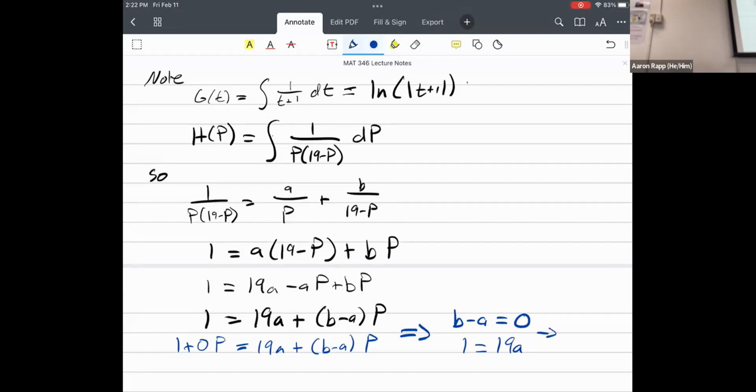So I get that little system of equations. That first one then tells me that b and a have to be the same thing. And if I want to subtract one from the other and it goes 0, they have to be the same. The second one tells me that a has to be what? 1 over 19. And since a is 1 over 19, what else is b? Same thing, 1 over 19.